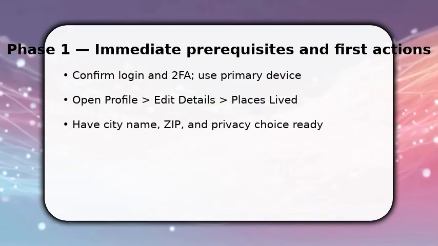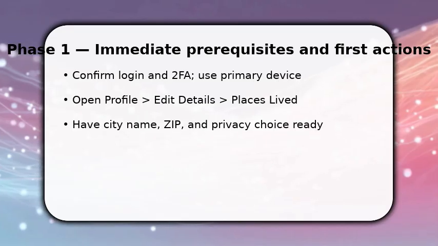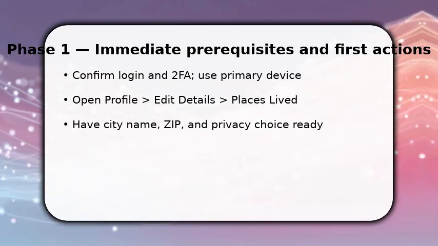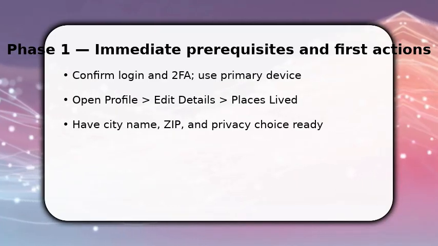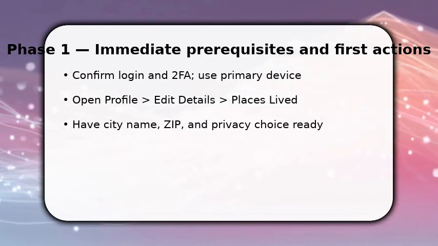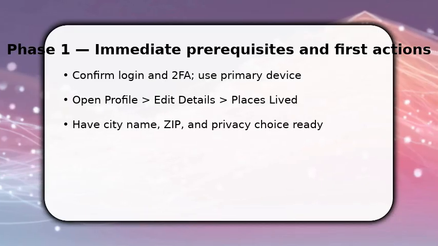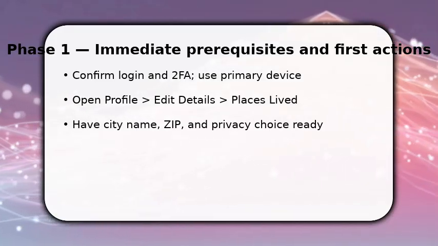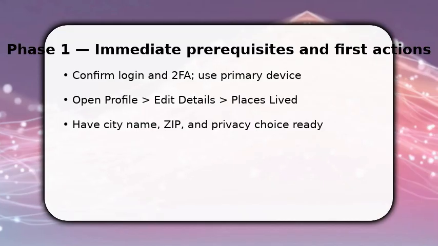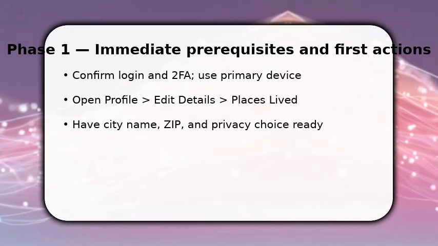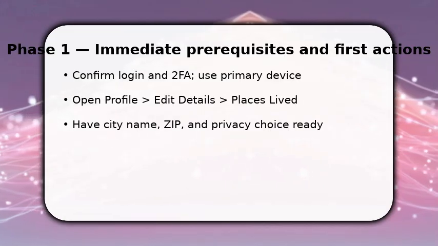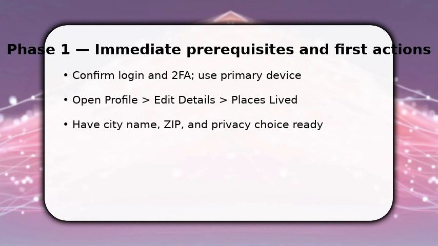You begin by confirming you can log in and that two-factor authentication is accessible. This avoids lockouts mid-change. Once logged in, go straight to your profile, tap Edit Details, and locate Places Lived. Enter the city name exactly as Facebook recognizes it, include ZIP if you want geotargeting, and pick who sees the update. Do this now so subsequent steps modify the correct profile fields and prevent duplicate locations or sync errors.